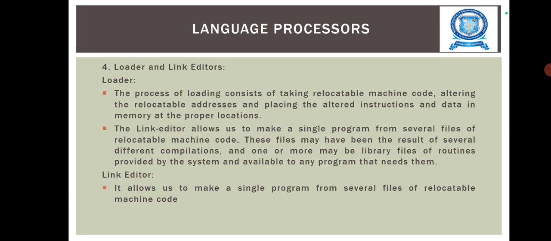Loader and link editors. First we are going to see the loader. The process of loading consists of taking relocatable machine code, altering the relocatable addresses, and placing the altered instructions and data in memory at the proper location. The link editor allows us to make a single program from several files of relocatable machine code. These files may have been the result of several different compilations, and one or more may be library files or routines provided by the system and available to any program that needs them.